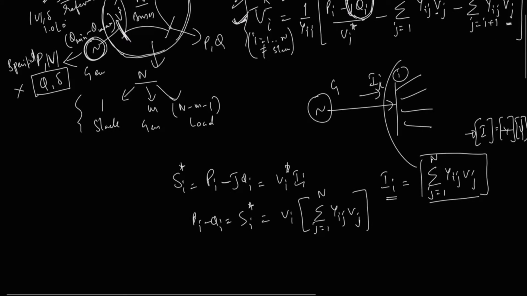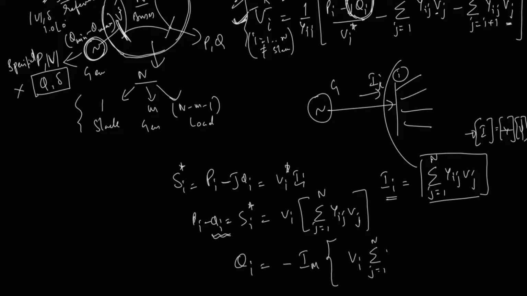Right? So if I want to know only Q_i, then Q_i is equal to minus of the imaginary part of this entire thing, that is V_i multiplied by the summation j equals 1 to N of Y_ij V_j, and this is having a conjugate. Now this imaginary part of this entire expression gives me the Q_i.